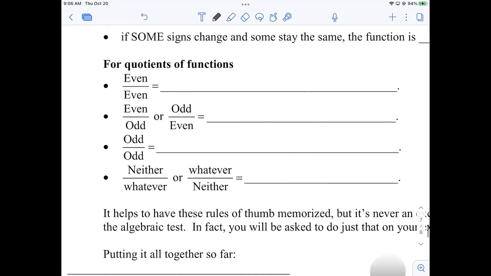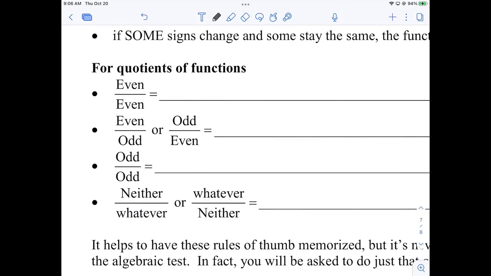All right, now for quotients. An even divided by an even is an even. An odd divided by an even or an even divided by an odd is an odd. An odd over an odd is even. And then a neither over whatever or whatever over neither is neither. Let's put an N for neither.